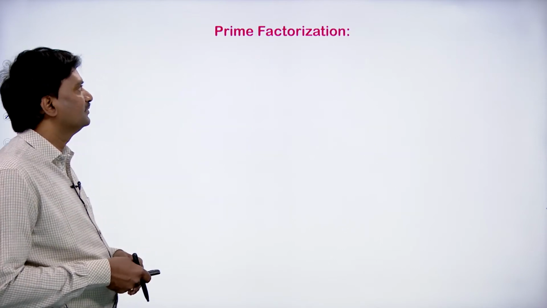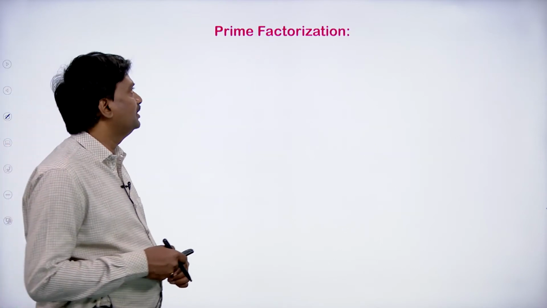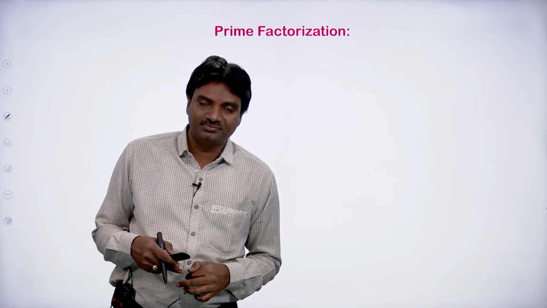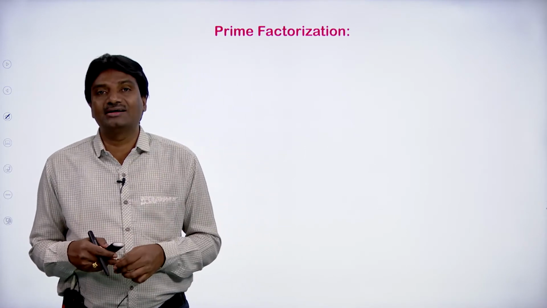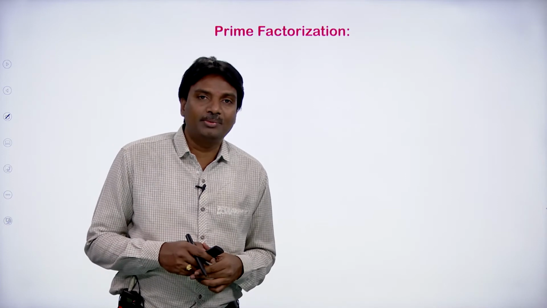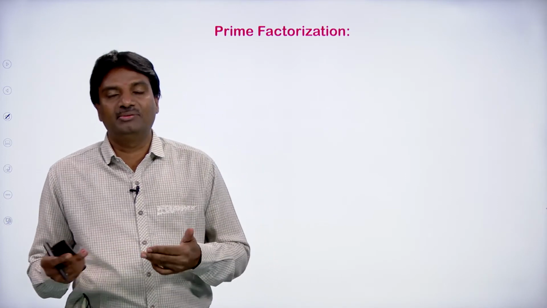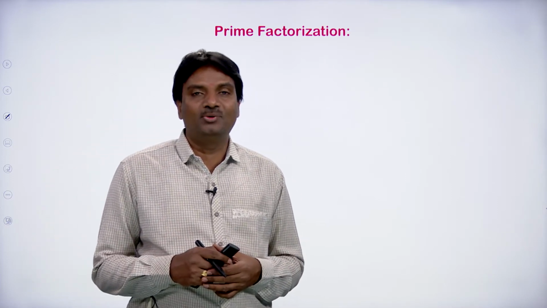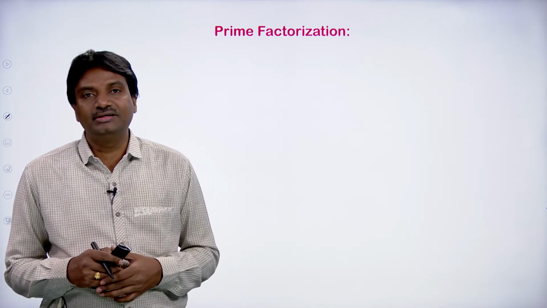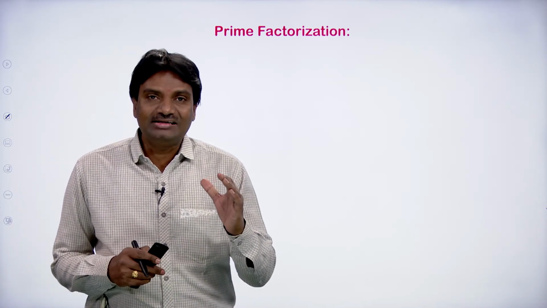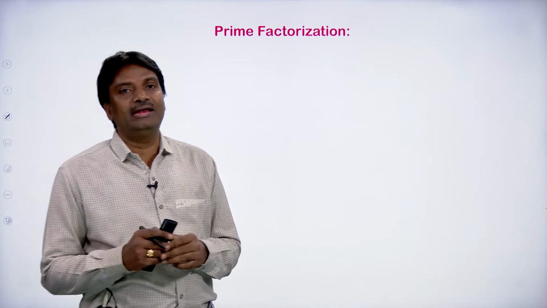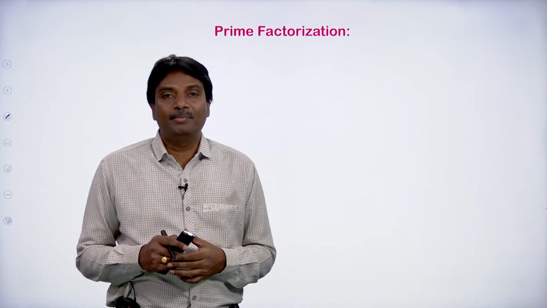Next, now let us discuss prime factorization. We know what the prime numbers are: 2, 3, 5, 7. We already discussed prime numbers and composite numbers. Prime factorization means we have to express the given number as the product of prime numbers.